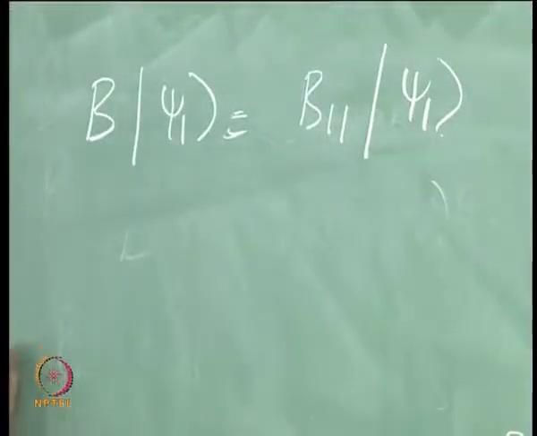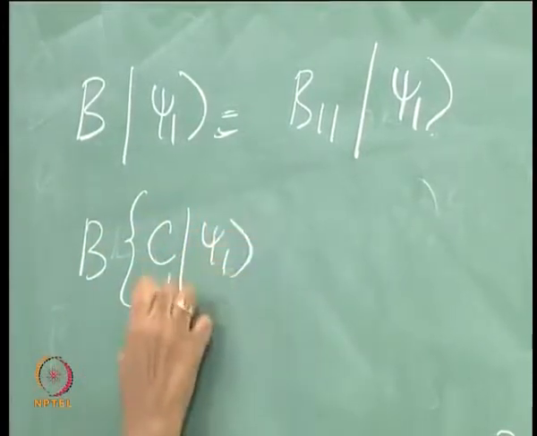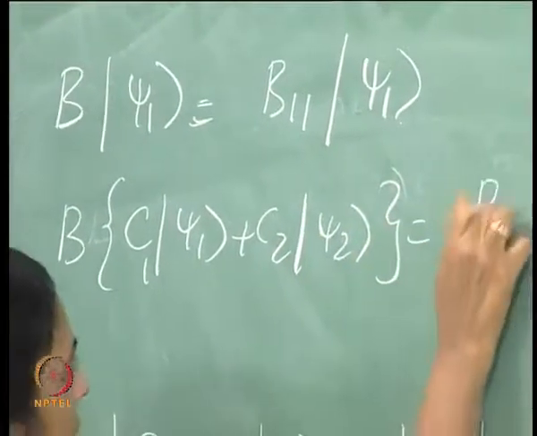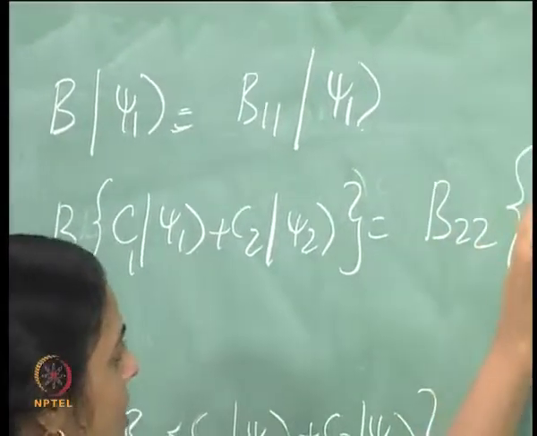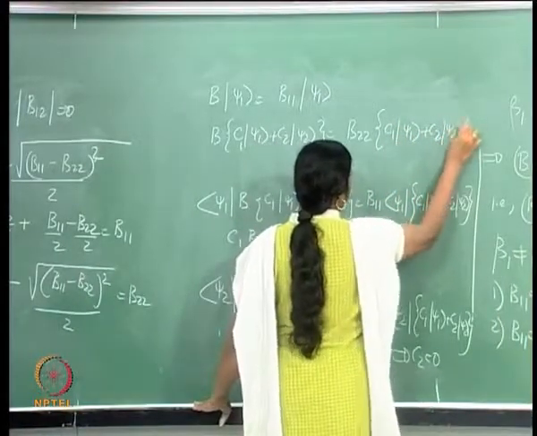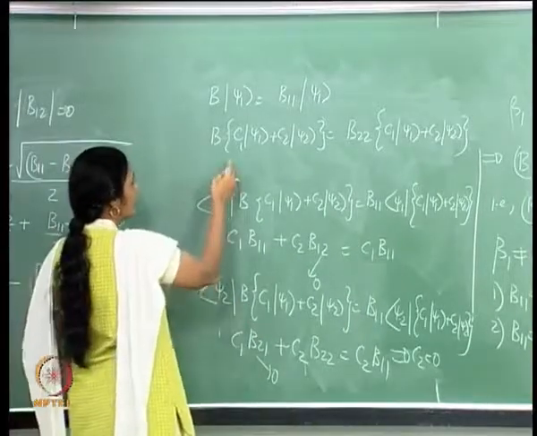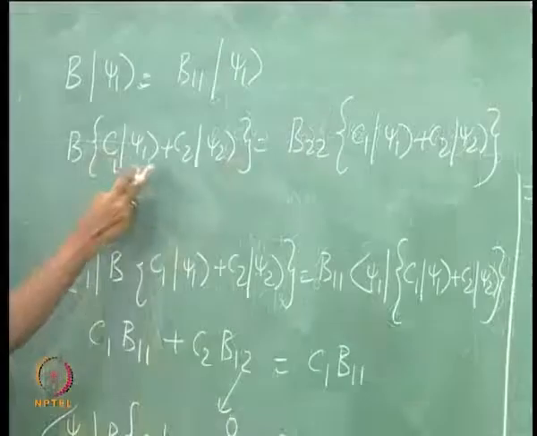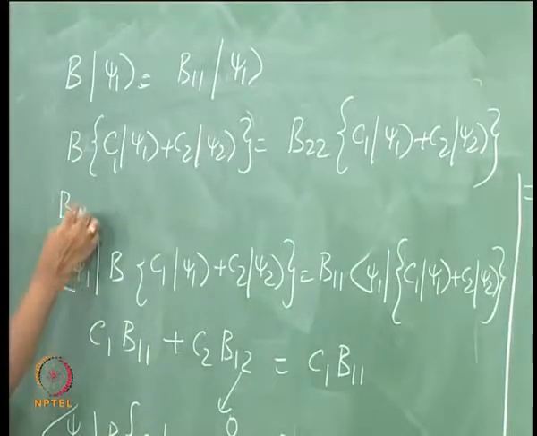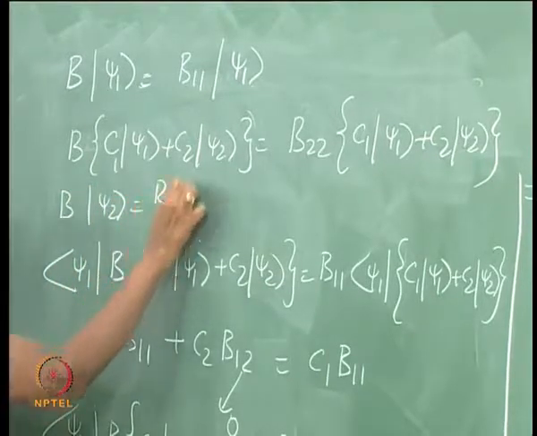Similarly, I can start with B times C1 psi 1 plus C2 psi 2 equals B22 C1 psi 1 plus C2 psi 2. Proceeding on the same lines as before, I can now show that in this case, if C2 is 1 and C1 is 0, it follows then that B psi 2 is B22 psi 2.